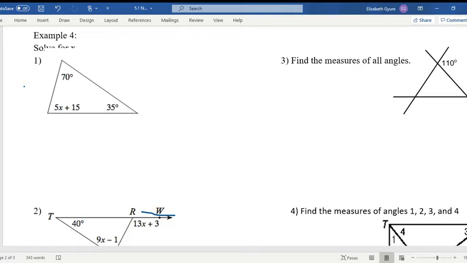You take 70 plus 35, whatever that equals. You subtract it from 180. So you know the measurements of that third angle. Find x. You just plug in numbers until you get the equal value. Or you could just solve the equation.